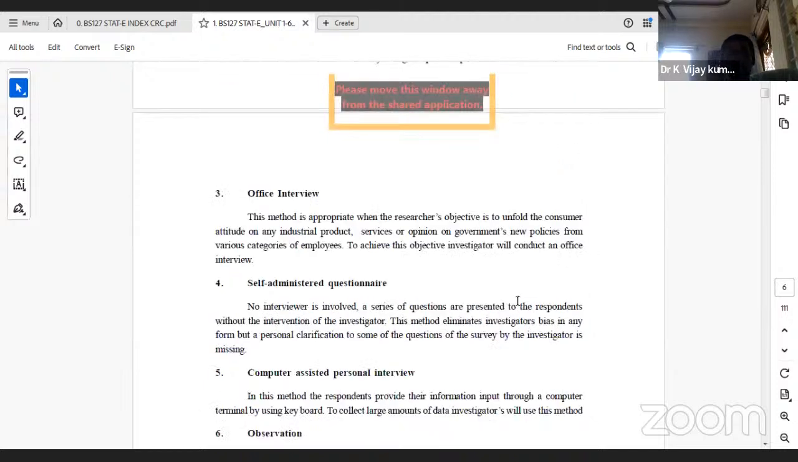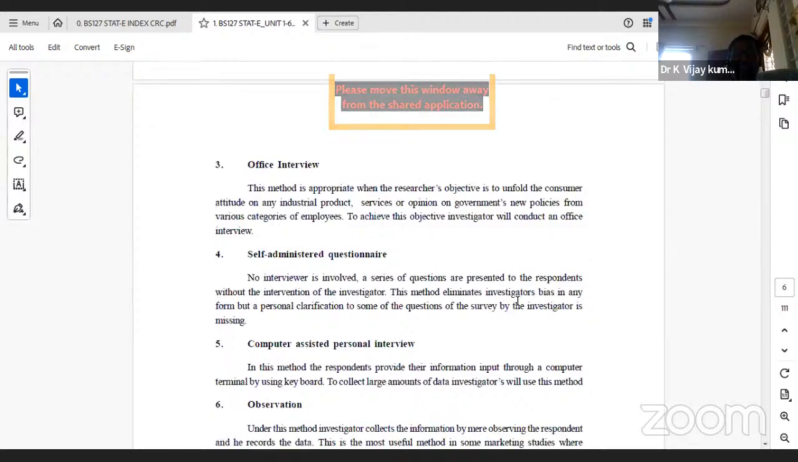You can write here self-administered questionnaire. No interview is involved. A series of questions is presented to the respondents without the intervention of the investigator. This method eliminates bias from personal clarification. Some of the questions of the survey may be missed by the investigator. Self-administered questionnaire is also important. Computer assisted: the respondent provides the information input through a computer terminal using a keyboard, collecting large amounts of data.